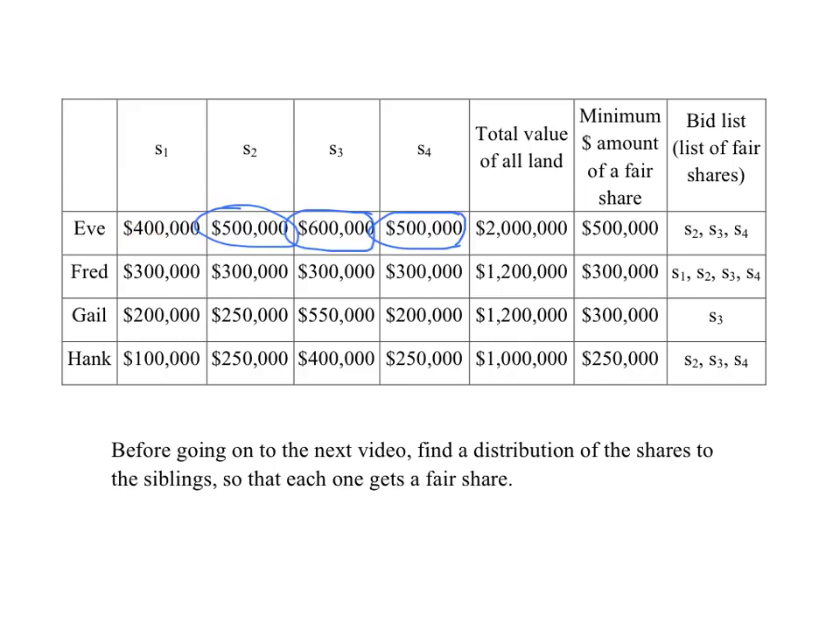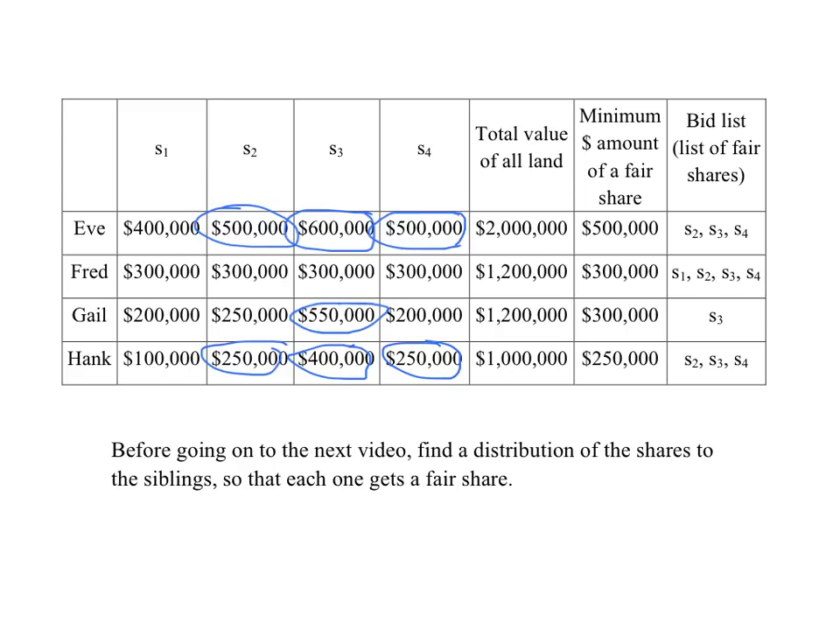The thought process is the same for the other players. Gail thinks that the entire plot of land is worth $1.2 million, so her minimum fair share amount is $300,000, and therefore it is only S3. There's no reason why it has to be more than one share that she considers a fair one. There will always be at least one. And that for her is only S3. That's the only share that she's willing to accept as a fair share. And for Hank, S2, S3, and S4 will all do. He'd rather have S3, of course, but S2 and S4 do meet his minimum fair share amount.